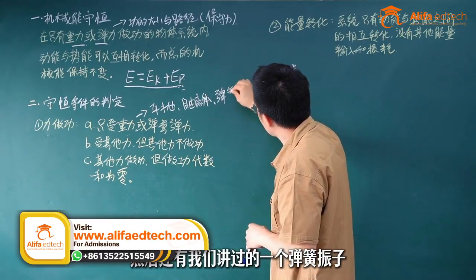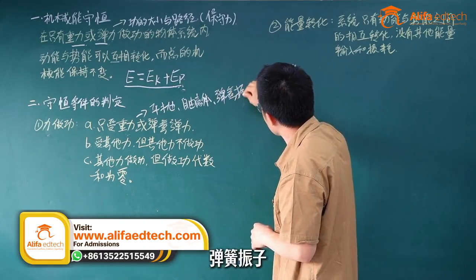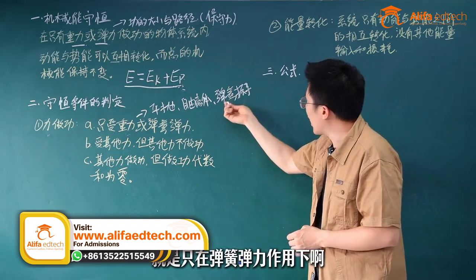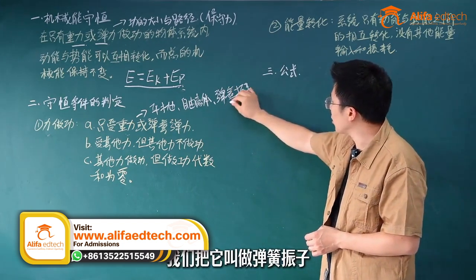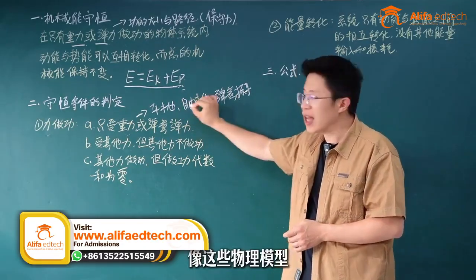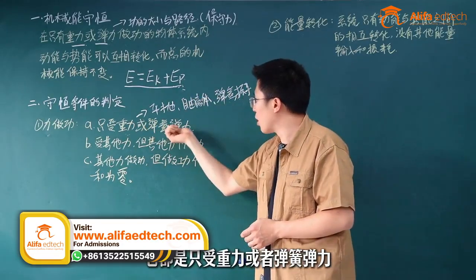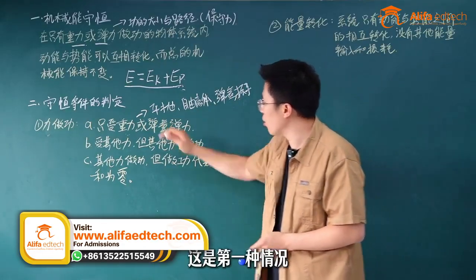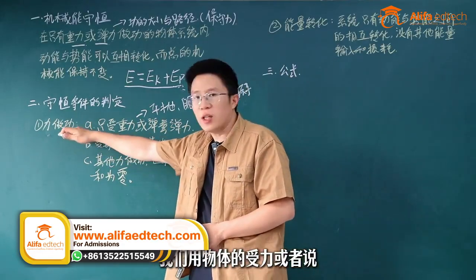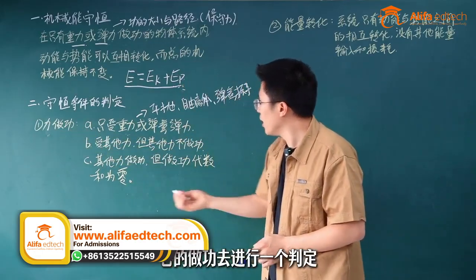And we've also talked about a spring. A mass spring system, or oscillator, refers to a vibrating system under the action of the spring's restoring force. We call this a spring oscillator. These kinds of physical models are all subject to either gravity or the restoring force of a spring. Therefore, its mechanical energy is conserved. This is the first scenario. We determine this by analyzing the forces acting on the object or by considering the work done.